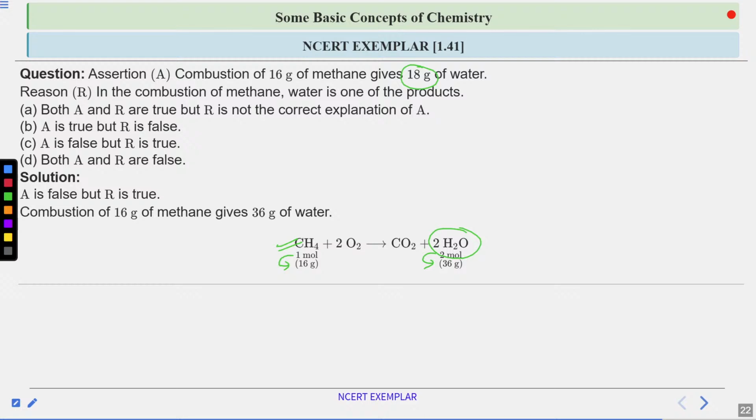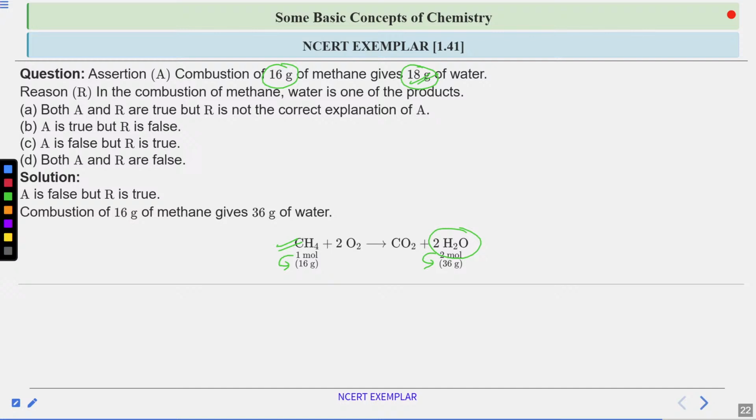Got it? Now what is the mass related to 1 mole of methane? It is 16 gram. The mass related to 2 moles of water is 36 gram. Now you can also say that 16 gram of methane will combust to give 36 gram of water. But the assertion says that 16 gram of methane gives 18 gram of water. Therefore, this is an incorrect statement. What is the second one? That combustion of methane will give water. Yes, it is right. It will give water. So therefore, A is false but R is true. Is it clear now?